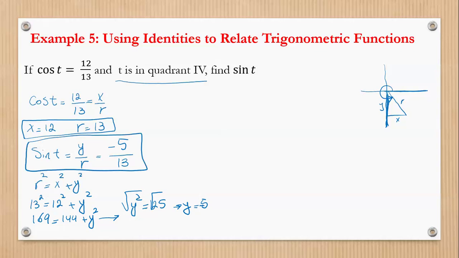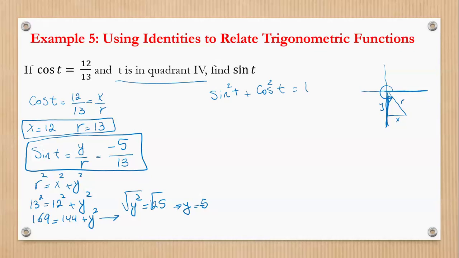Do we have any other way to find this one? Yes, we can also use the trigonometric identities. If you remember in the previous section, we talked about some of the trigonometric identities. And one of the famous trigonometric identities is this one: sine squared plus cosine squared is always equal to 1.